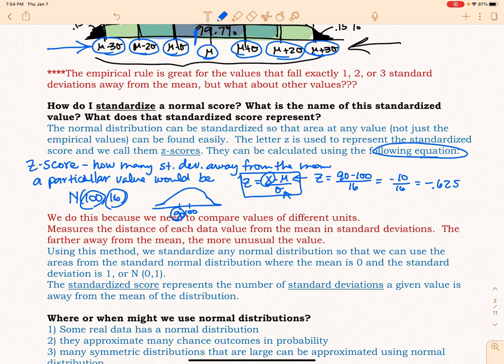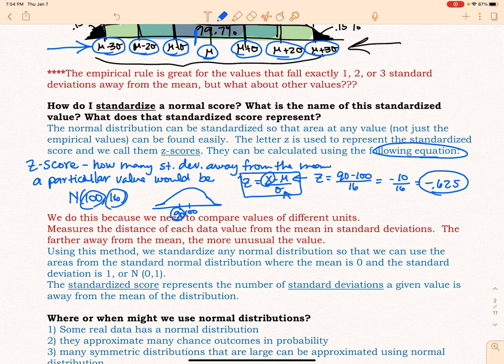And all of the z-scores to the right of the mean, or above the mean, are positive. So this actually helps you determine, okay, am I looking in the right place? It kind of helps you get your bearings. So the IQ of 90 is negative 0.625 standard deviations. So in other words, it is 0.625 standard deviations below the mean.